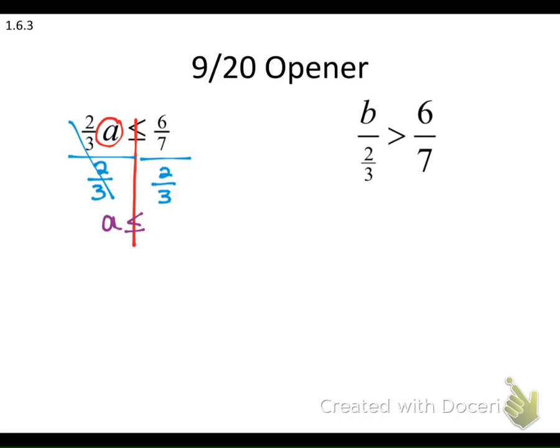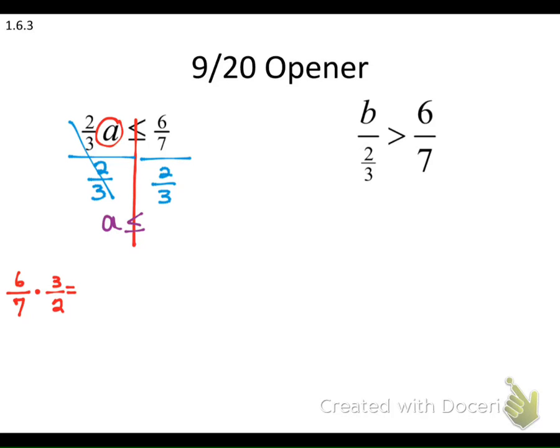KFC, yeah. So the K stands for keep. So I'm going to keep my first fraction the same. The F, flip. I'm going to flip my second fraction. So 2 over 3 is going to go to 3 over 2. And I change my division sign to a multiplication sign. So now I have a multiplication problem. When I multiply, I like to simplify from the beginning. So look up here. 6 over 7 times 3 over 2.